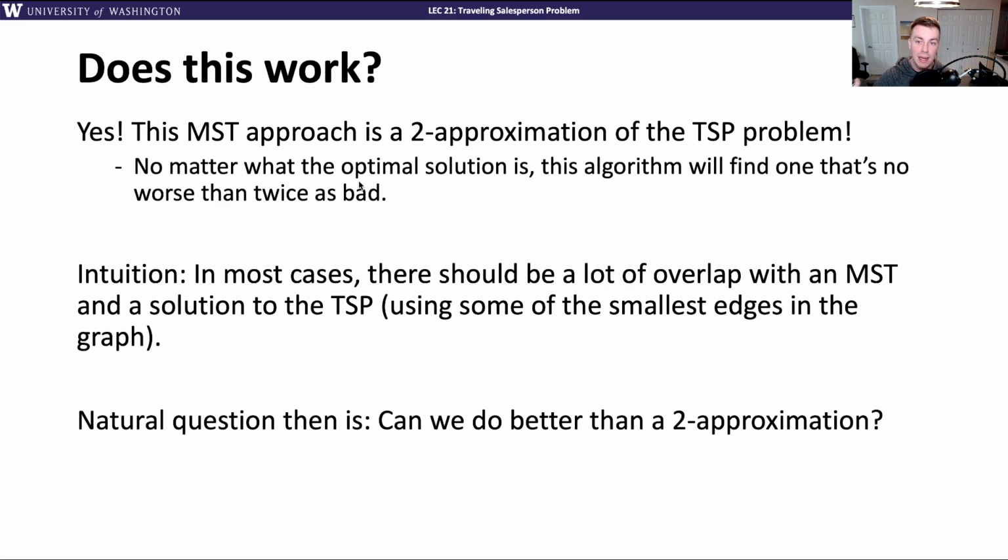In this context, saying that twice as bad isn't too far off, which may or may not work for your context. So a natural question to follow up with is, can we do better than a 2 approximation? Is there an algorithm that has something closer to 1, something that's much, much closer to the actual optimal? And that is what we'll talk about in our next video.